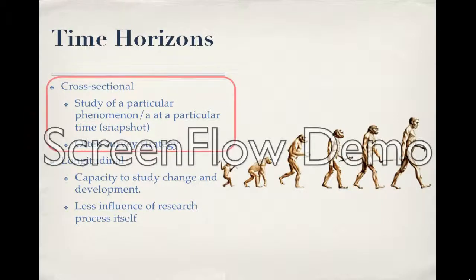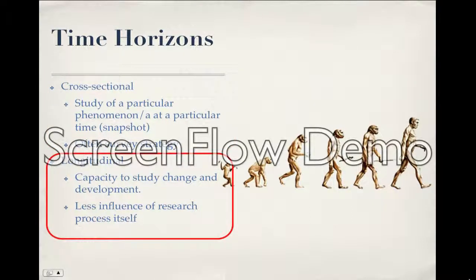The time horizon of your research. You can choose either to do a cross-sectional research, meaning that you will only study a subject within a frame, like for instance studying a picture. You only study what you see in that specific frame. Or you can choose to do longitudinal, meaning that you will go along with your research, going together with the group.